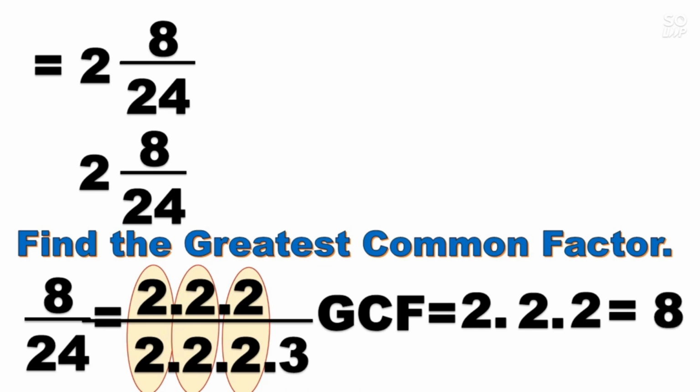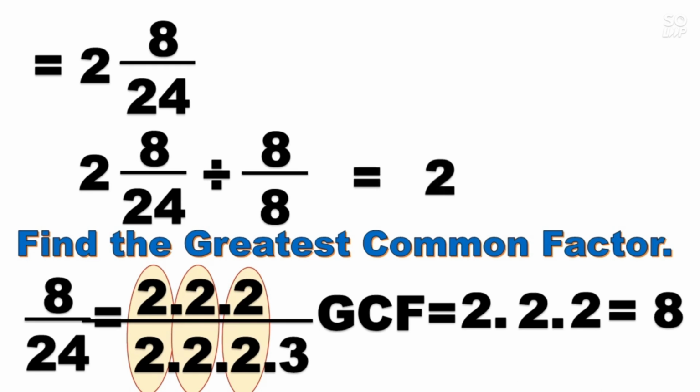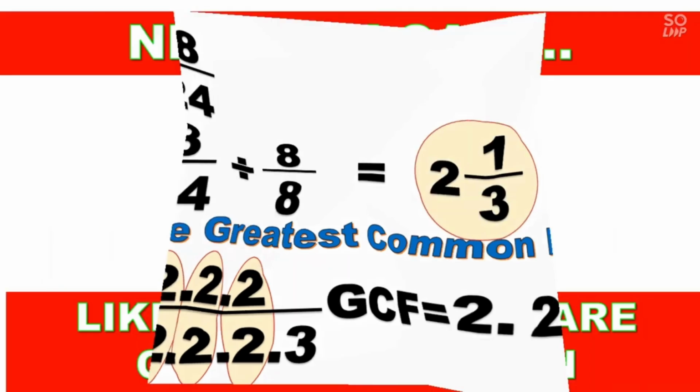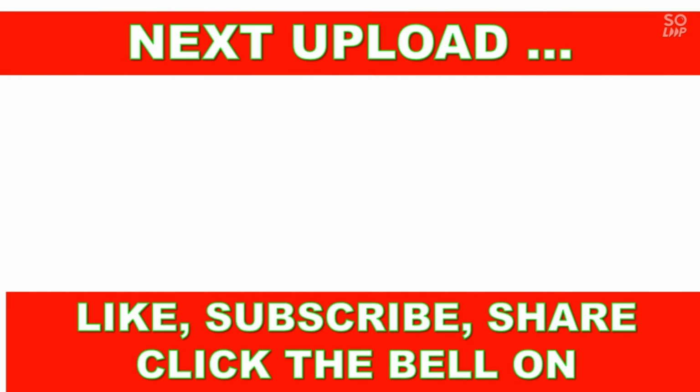The greatest common factor. Ito yung i-divide natin doon sa 8 over 24. We just copy the whole number 2. And then 8 divided by 8 is equal to 1. 24 divided by 8 is 3. Therefore, the final answer is 2 and 1/3. Okay, so that is how to subtract mixed numbers with similar fractions.